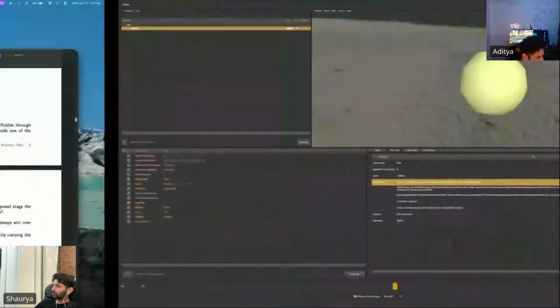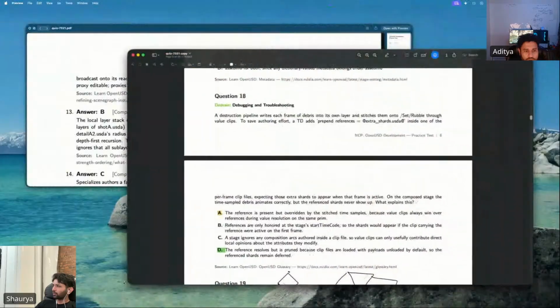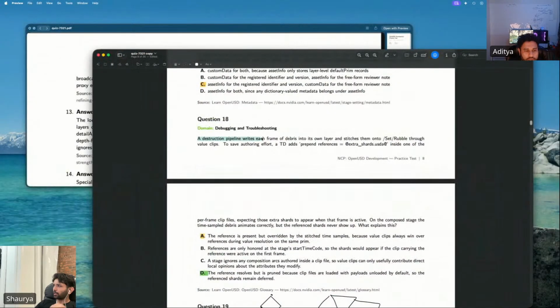Okay. Yeah. What were you explaining over here? Okay, so the destruction pipeline writes each frame of debris into its own layer and stitches them onto the set rubble through value clips. Rubble is our prim, similar to the spear that we had, and then we are going to stitch the value clips over there directly. That's what we did over there. That is correct. Now to save authoring effort, a TD adds prepend references inside one of the per frame clips.